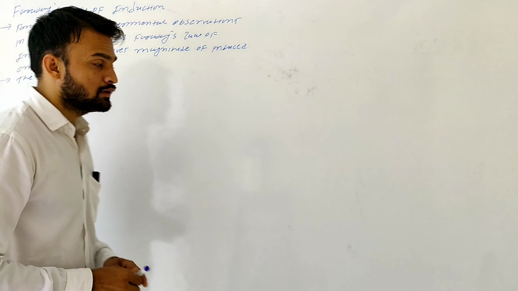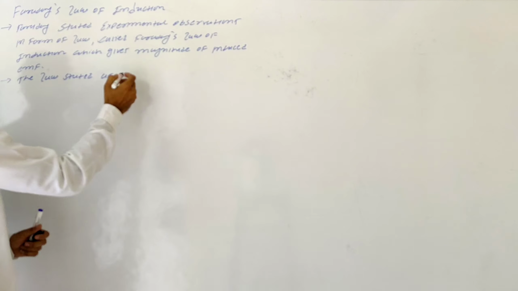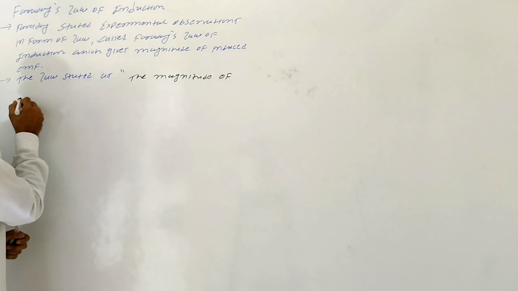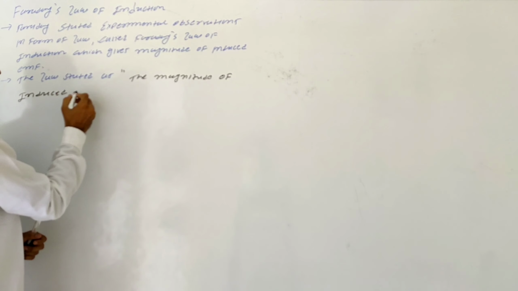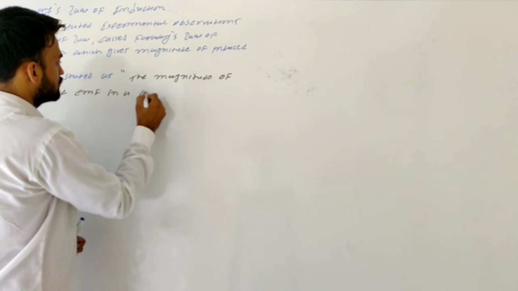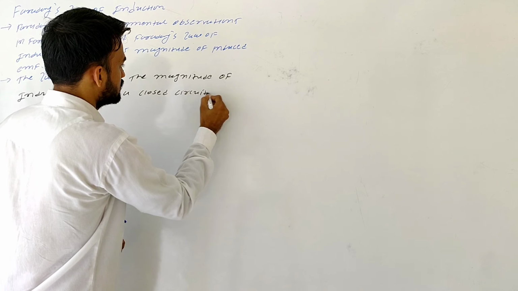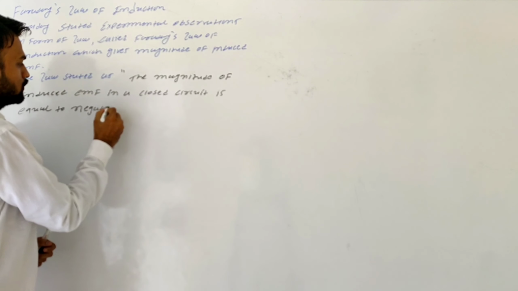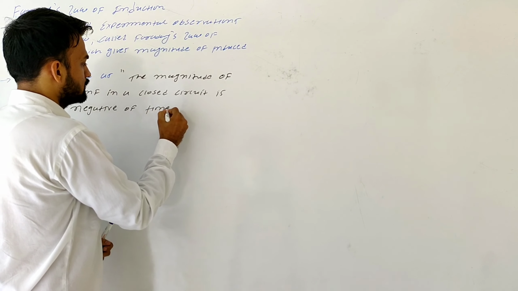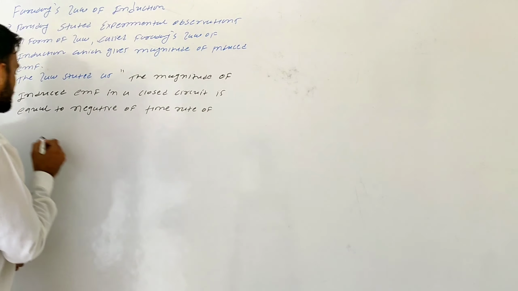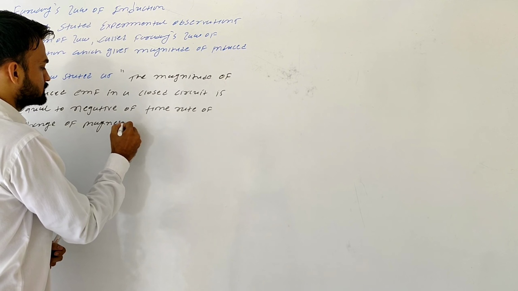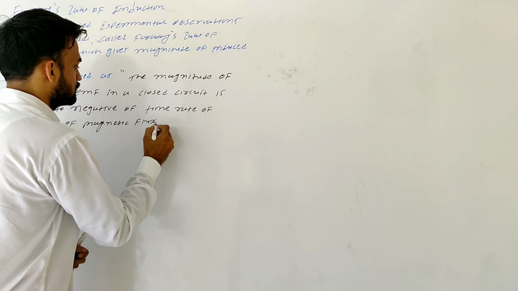So the law is stated as: the magnitude of induced EMF in a closed circuit is equal to the negative of the time rate of change of magnetic flux through the circuit.